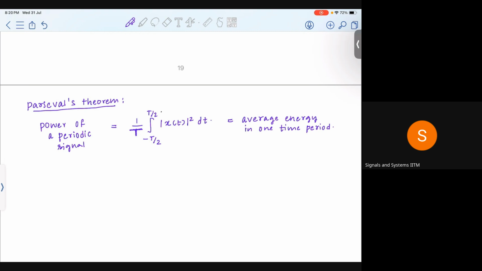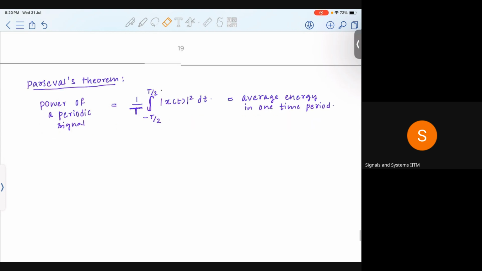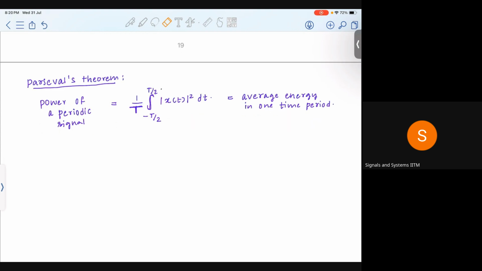Average means you sum over all the time periods and divide by the entire time period. In the discrete time domain it is a sum, but since we are working with the continuous time domain, we replace the sum with an integration, and this is the average energy within one time period.